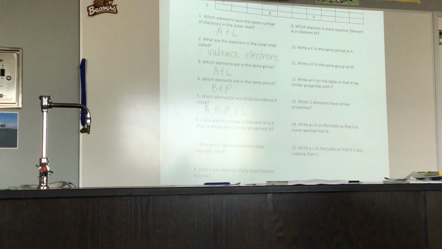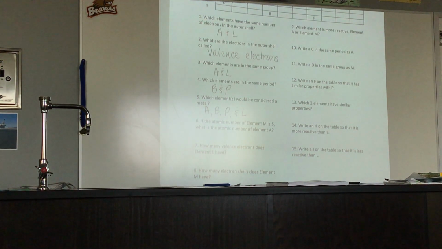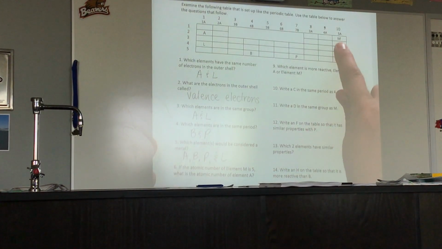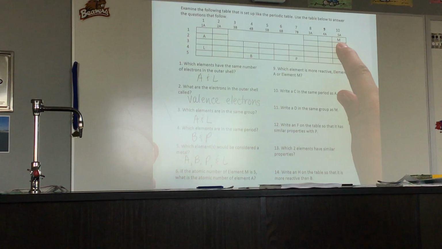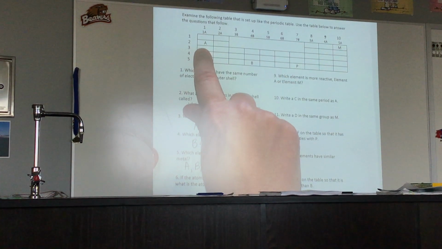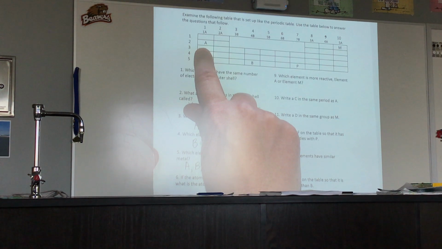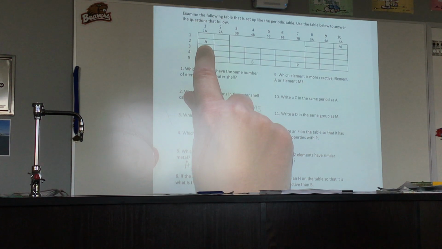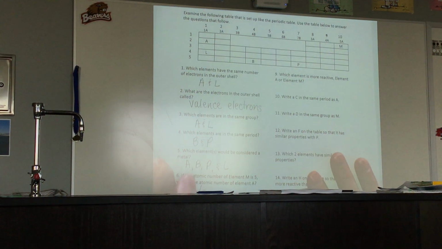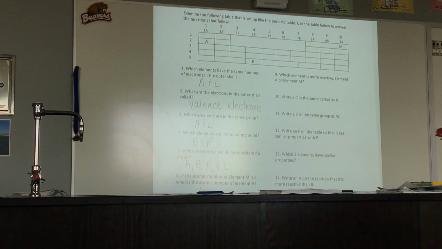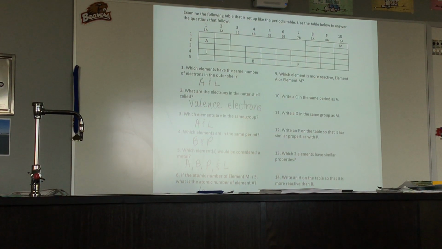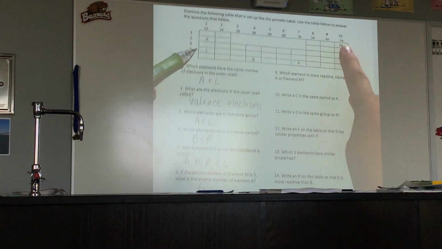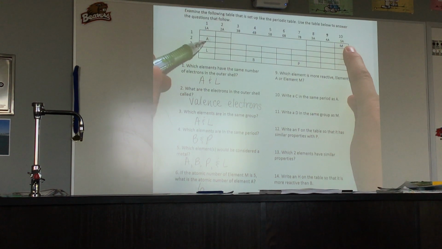Question 6 says, if the atomic number of element M is 5, what would be the number of A? So let's look at this. If M is 5, it's here at the end. A is the first one on the next period. 3. So we have 5, and then we go to the next period, so it would be 6. 6. I was looking at the wrong. Now, on the real periodic table, you guys were right. The first element of the second period on the real periodic table, the atomic number is 3. But in this case, if this is 5, then this would be 6.